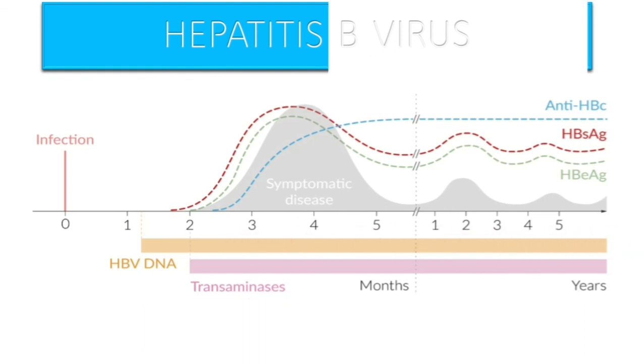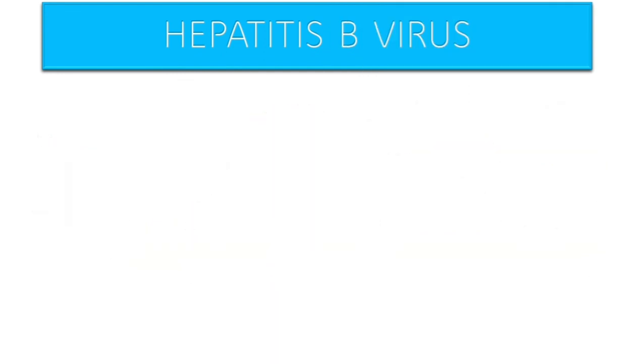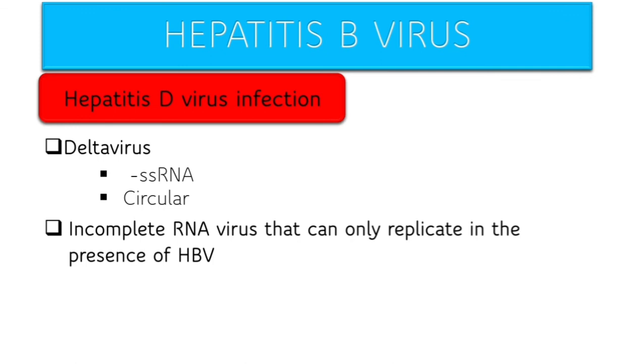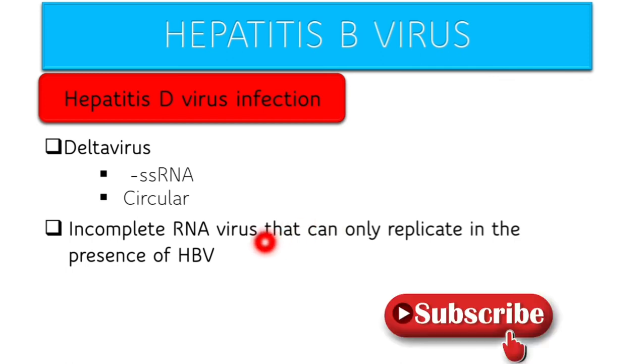Now, to conclude this video, let's talk about the hepatitis D virus infection, right? This is actually a complication, and you will see why, right? Hepatitis D is actually a Delta virus. It's a single-stranded negative sense RNA virus, and it's circular, right? This virus is an incomplete RNA virus that can only replicate in the presence of HBV, right? That's why it's here, because without HBV or hepatitis B, you won't find it, right?